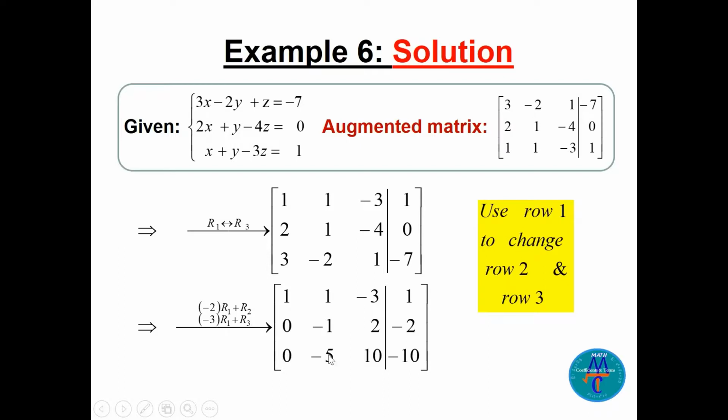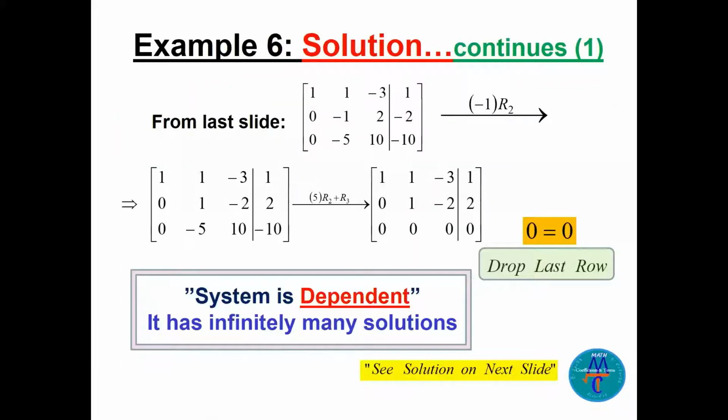Same thing now for row 3. So I have 1, 0, 0. This should be now 1. So we can continue here to change this number in the middle here, minus 1 to 1. So we multiply row 2 by minus 1. So we get here 0, 1, minus 2, 2. Row 1, row 3 will stay the same.